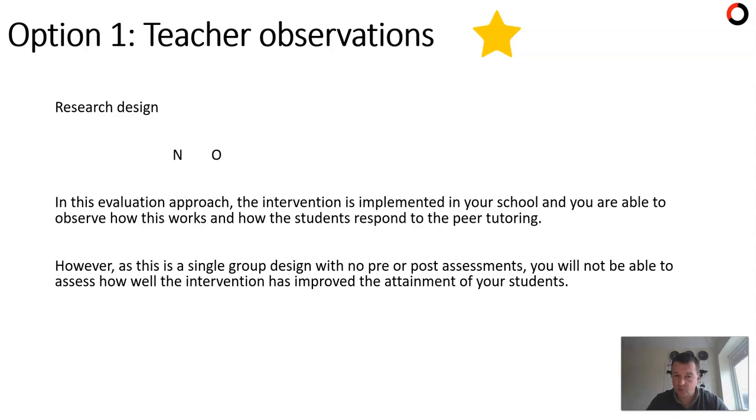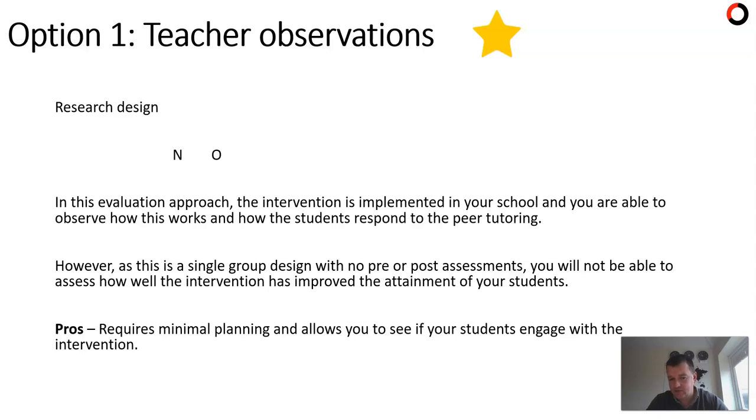So we'll start with the option 1, which is teacher observations. You can see from this that the research design is just an N and an O. So the N is your group of students, and then your O is the observations that you make. In this evaluation approach, the intervention is implemented in your school, and you're able to observe how this works and how the students respond to the peer tutoring. However, as this is a single group design, with no pre or post assessments, you will not be able to assess how well the intervention has improved the attainment of your students.